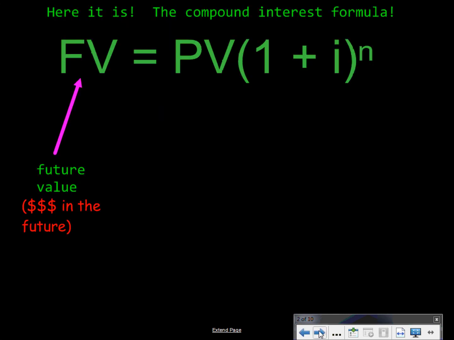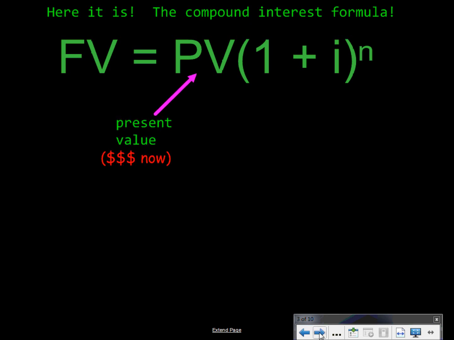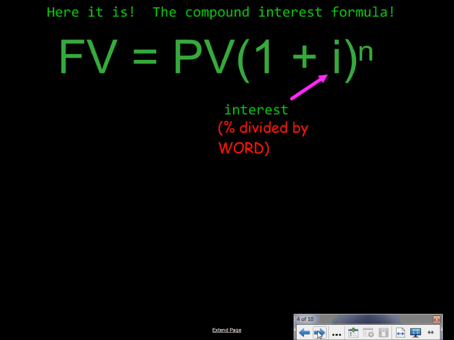Okay, so actually I do have it up there. So here it is. The compound interest formula is future value, so FV stands for future value, equals PV, which is present value, bracket 1 plus i to the exponent n. So the equation isn't difficult at all, right? The hardest part is remembering that your interest always has to be as a decimal, and it has to be divided by whatever your compounding is, okay?